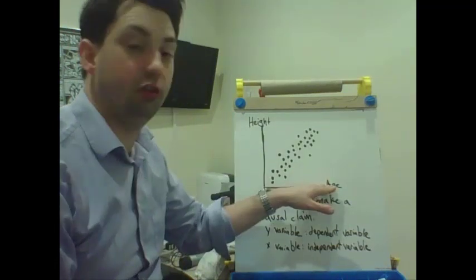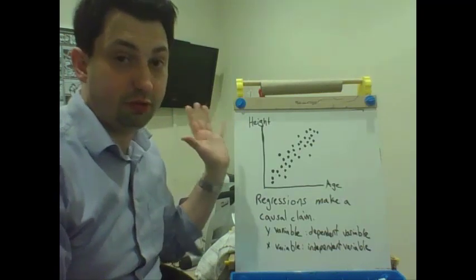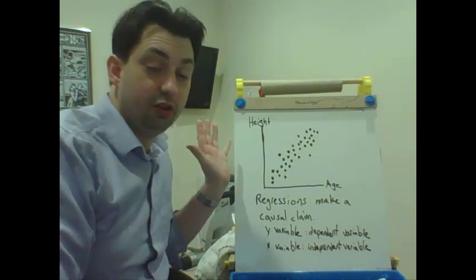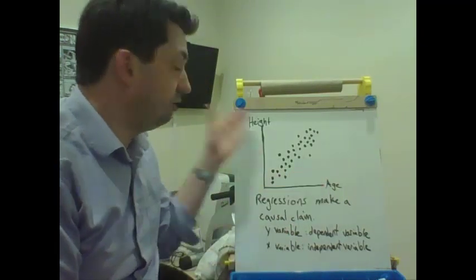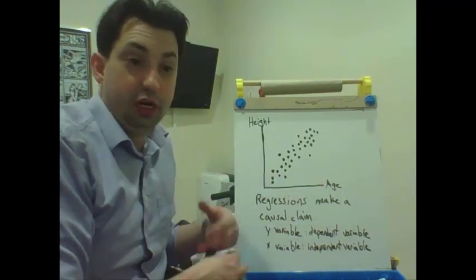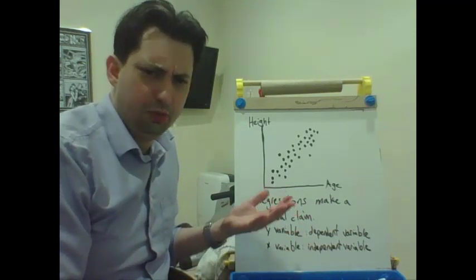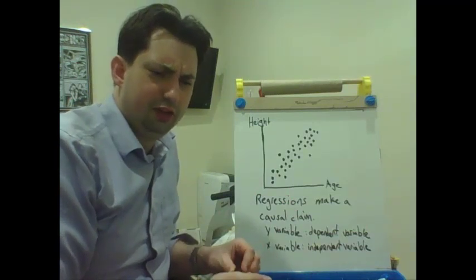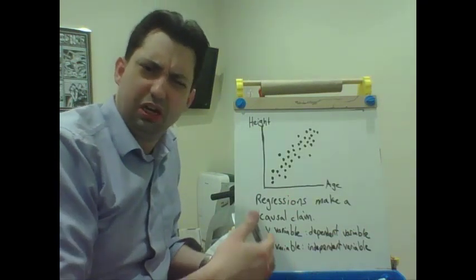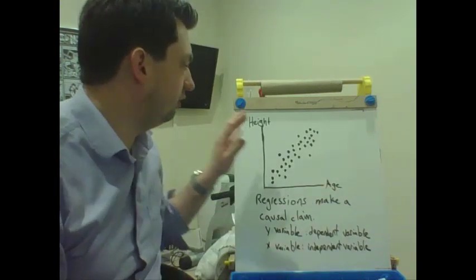Height depends on age. It's not the other way around, right? We easily say this, it's not the other way around. It would be reverse causation otherwise. There's no way that age depends on height, that as you get taller, you get older. That wouldn't make sense. Or if somebody has a disease that causes them to get shorter, they would also get younger, right? That wouldn't make sense. Clearly, this is the case where age causes.